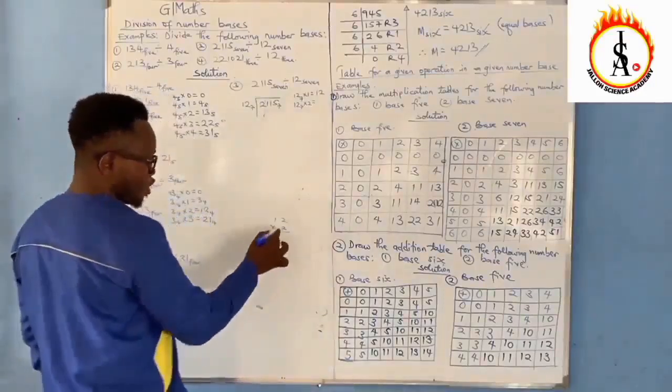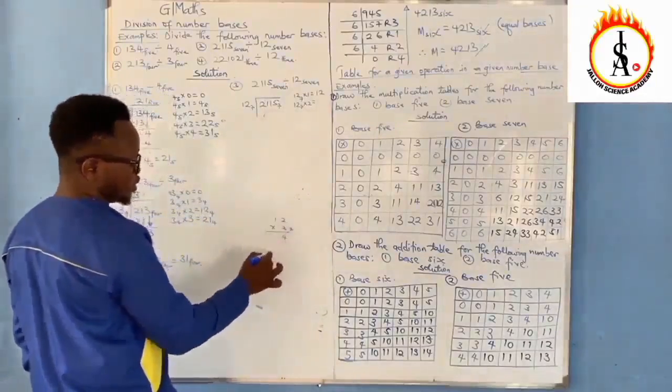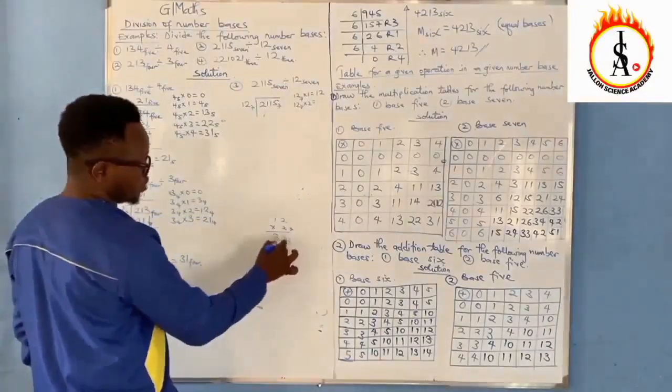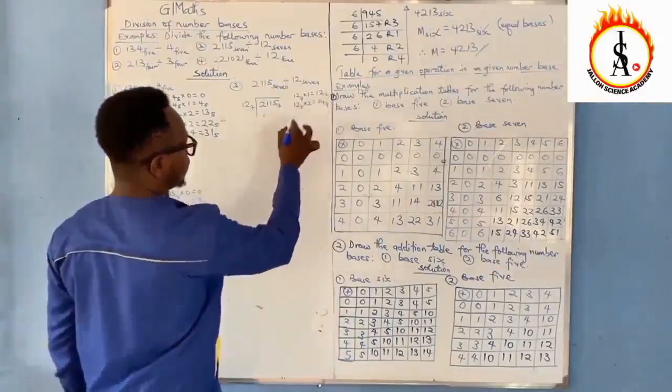Okay? So 2 by 2 is 4. Write it here. 2 by this one is 2. So you get 2, 4 in base 7.